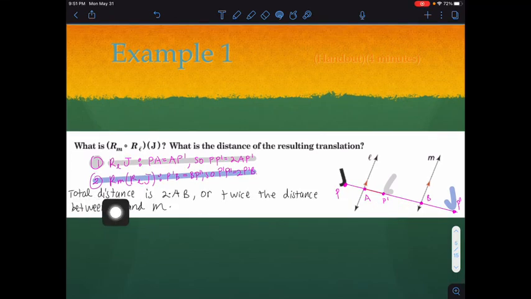Therefore, the total distance of the resulting translation is 2 times the length of segment AB. From P to P prime was 2AP prime, which is right here, and from P prime to P double prime was 2P prime B, which is this length right here. So double this length plus double this length gives us double the entire length from A to B. So the distance of the resulting translation is just twice the distance between lines L and M.